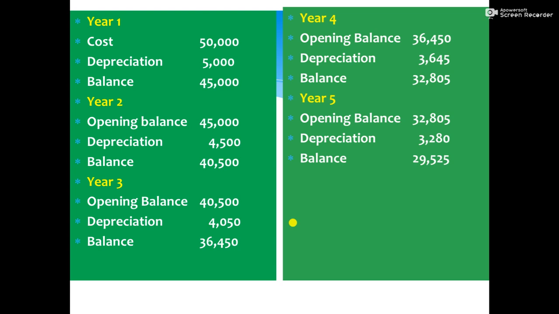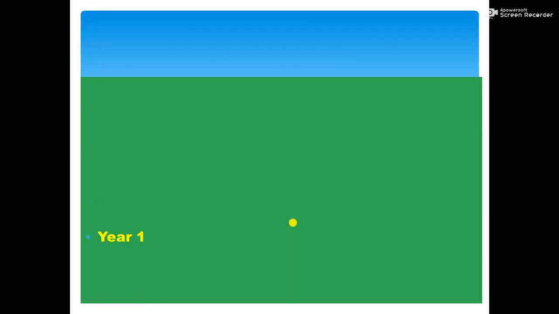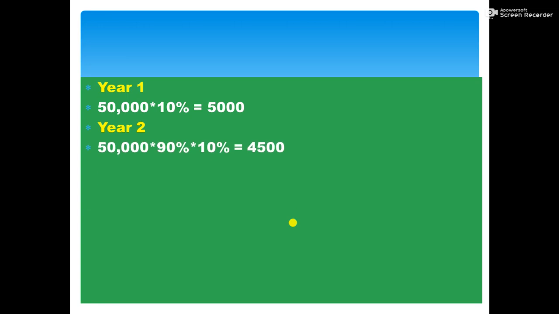Or alternatively, we can calculate like this: year 1, 50,000 into 10%, 5,000, and therefore the balance is 50,000 into 90%, because 10% is already depreciated, and therefore balance is 50,000 into 90%, that is 45,000. On that 45,000 we apply again 10%. So easily we can do like this: 50,000 into 90% into 10%. We'll get second year depreciation 4,500.